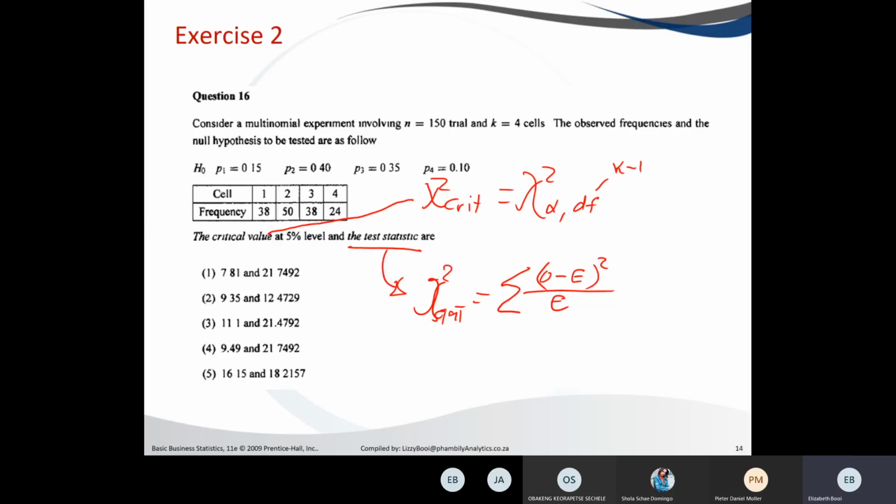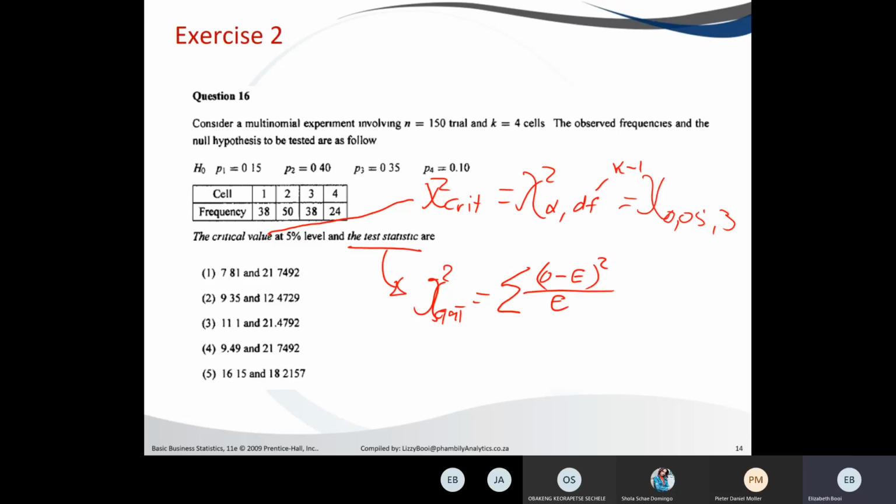Okay. What is the critical value? If we use alpha, we did go get this because it's the same as what we did previously, 0.05 and 3. 4 minus 1 will give us 3, and it will still give us 7.18.